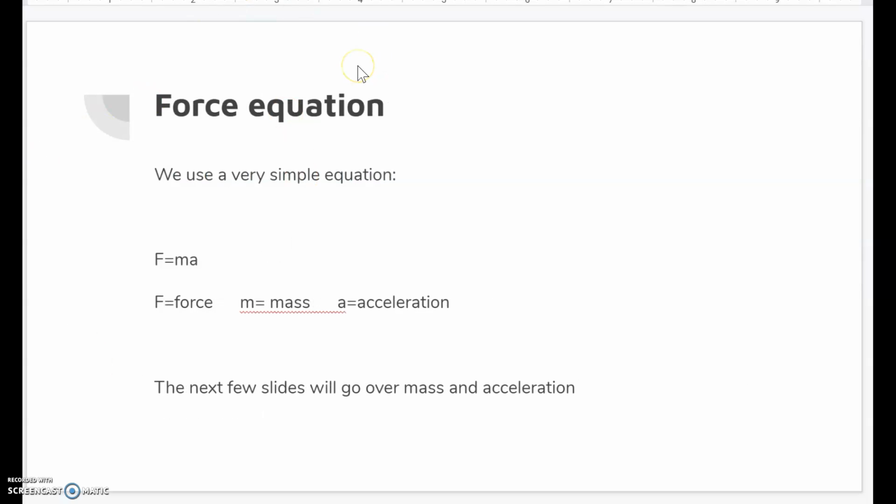So moving on to the force equation, we use a very simple equation to calculate force. It is F equals ma. In this, F equals force, m equals mass, and a equals acceleration. The next few slides will go over mass and acceleration, just because we've gone over force quite a bit already.